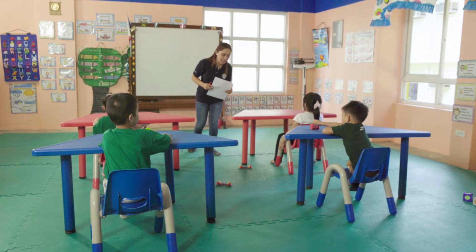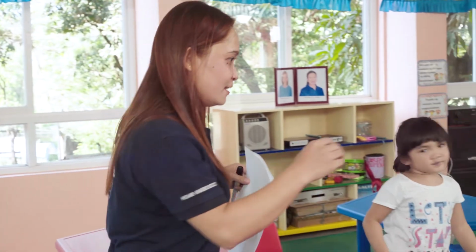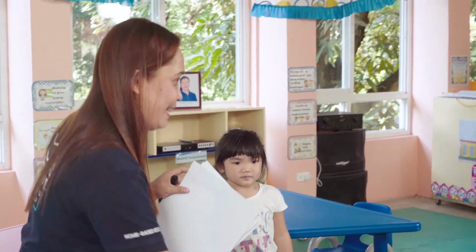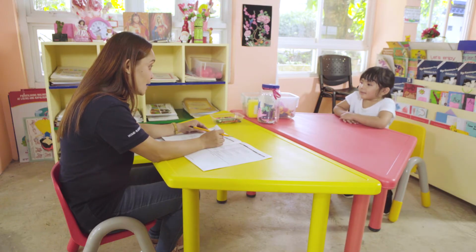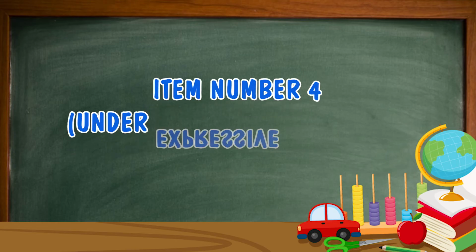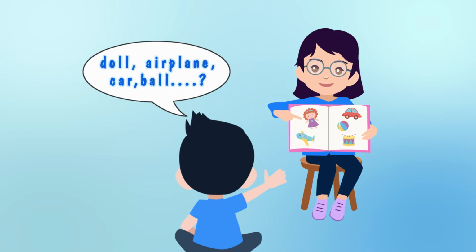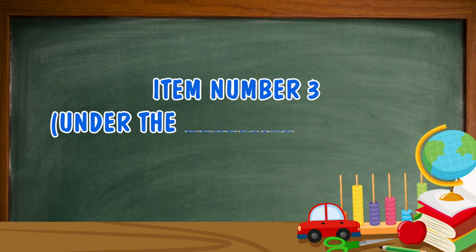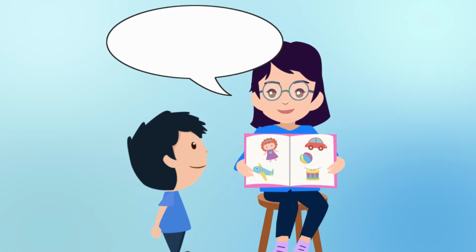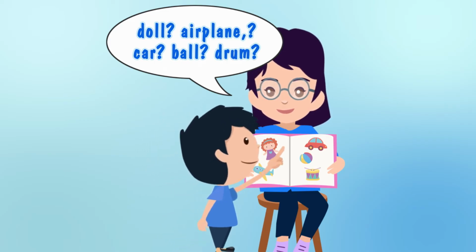Now, let's look at some activities in the classroom that can help the teacher observe items on the ECCD checklist even during class hours. During free play, the teacher can stay at the reading area and talk to the children individually. Item number 4 under expressive language may be assessed when the teacher points to objects in the book and the child is able to correctly name at least 4 objects. On the other hand, item number 3 under the receptive language, when the teacher names 5 objects in the book and the child is able to correctly point this out from the book illustrations.